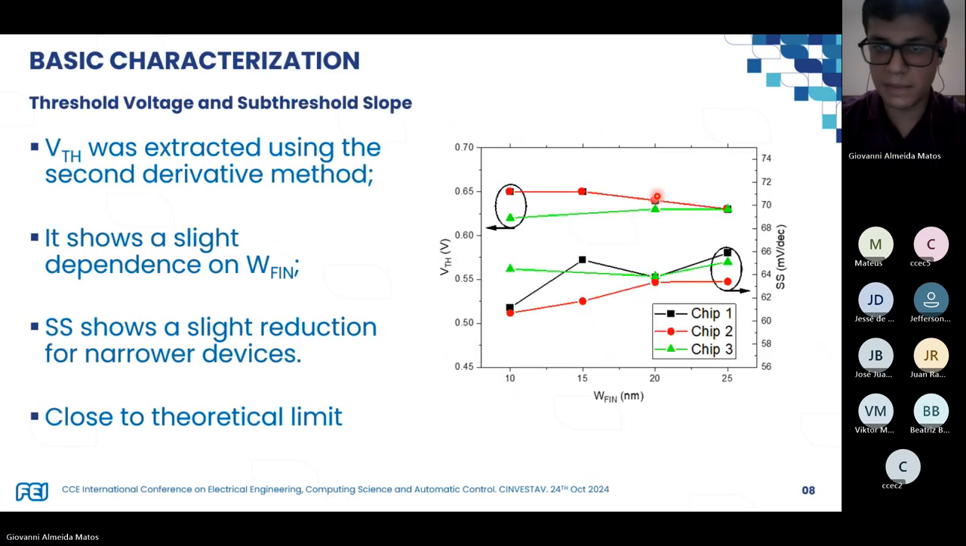We made some basic characterization. The threshold voltage was extracted using a second derivative method. It's presented in the figure on the left axis. As you can see, there is a slight dependence of the threshold voltage on the fin width. The subthreshold slopes were also extracted, presented in the figure on the right axis. As you can see, the subthreshold slope tends to be smaller in narrow devices, but all of them are close to theoretical limits.